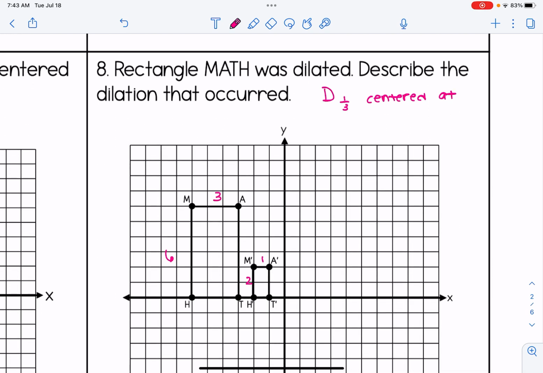Now, most often it's going to be the origin, and here's how I can check that. Let's pick a point. So let's say I pick, I don't know, A. A is the point -3, 6. Its coordinating point, A prime, is -1, 2. Does this represent that shortcut method where you can just multiply? And it does. So that tells me that this is, in fact, centered at the origin. Okay. If you think about the origin, multiply the coordinates by 1/3, they won't change.